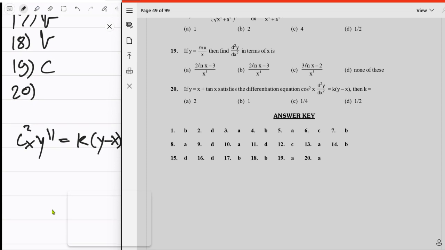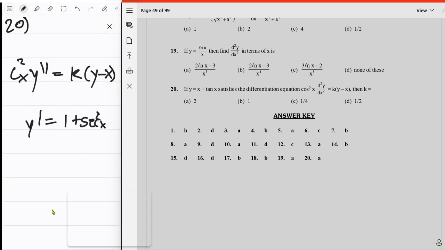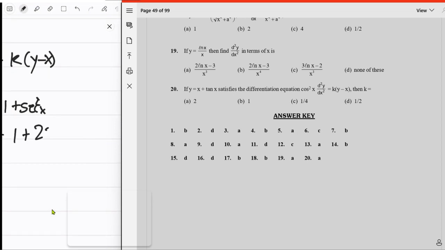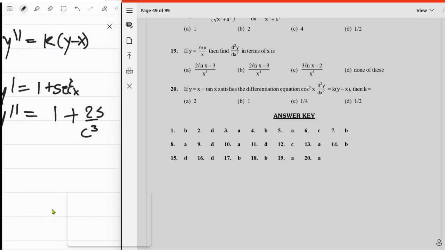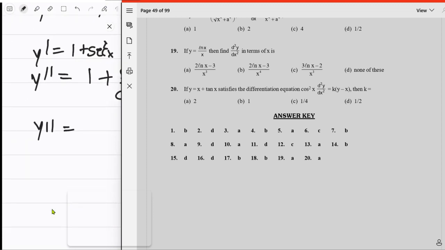So y equals x plus tan x, just put that in. What's y dash going to be, first of all? Just 1 plus secant square of x, which is, okay, it's not very satisfactory. Fine. What's y double dash going to be? No, no, no. This is like 1 plus 1 upon cos square. So it's just 1 minus 2 upon cos cube times negative sine. Just this thing. That's what y double dash is. And then cosine square times this thing.